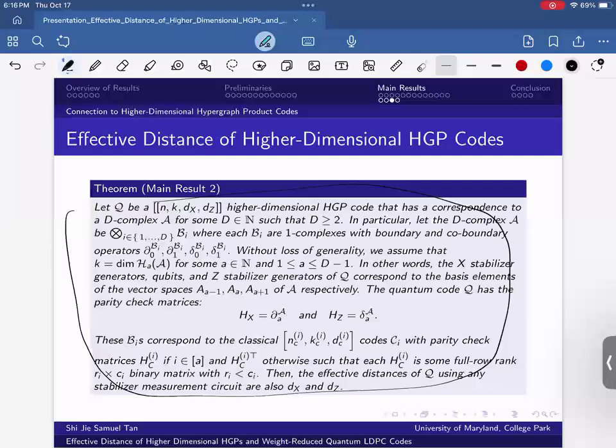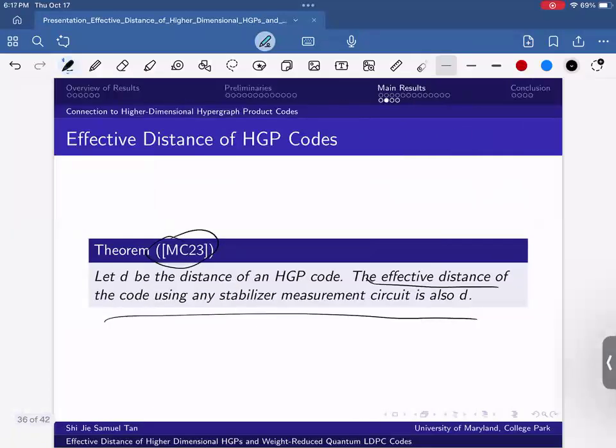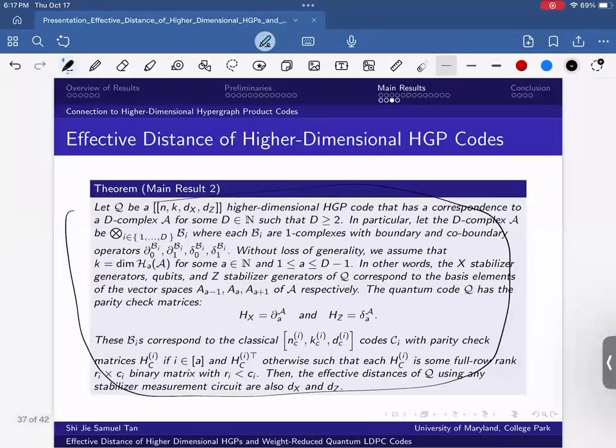The base case would just be the previous result, because the base case is a basic hypergraph product code. You tensor product it multiple times, and each time you use our argument from earlier. That is the inductive step, and that's how you show a higher dimensional hypergraph product code can have its original code-theoretic distance as its effective distance for any stabilizer measurements. Yeah, that's the high level intuition.